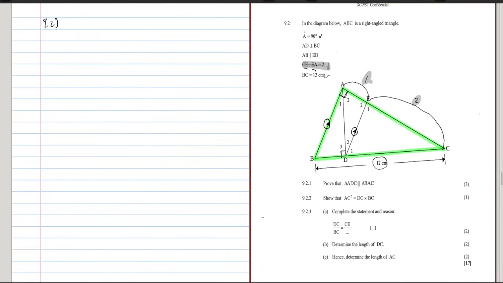Okay, ratios. So 9.2.1, prove that triangles ADC and BAC are similar. Let me mark down, it's ADC. Hang on. So it's the green triangle and the red one. We need to prove similarity for those two.